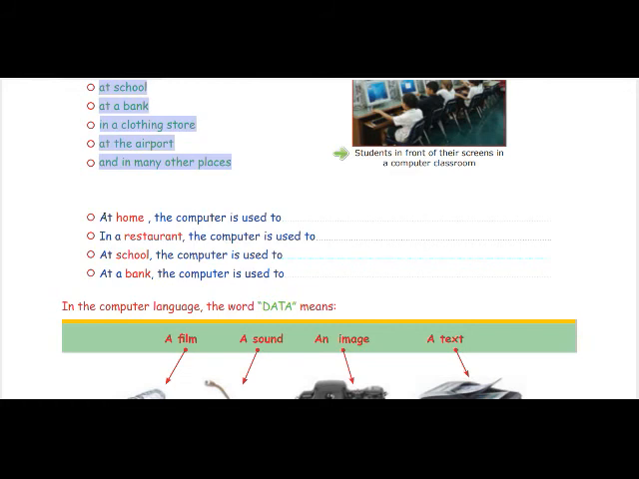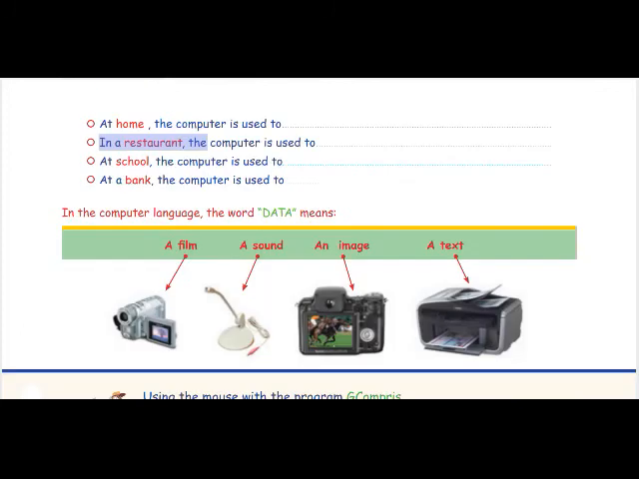Okay, so here you have many examples you can take with your students in order to explain to them why in a restaurant or at school or at the bank we use a computer. And then after we pass to another section, which is the word data and what is the meaning of data.